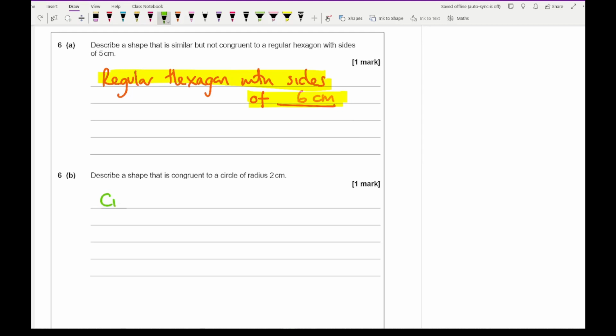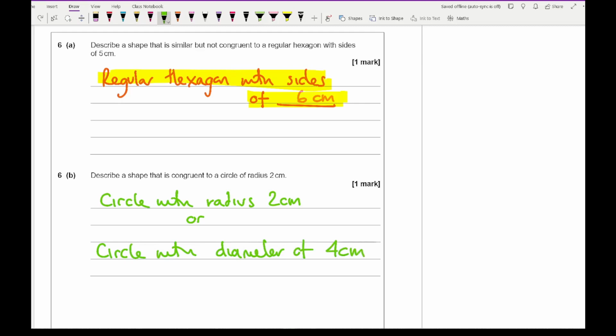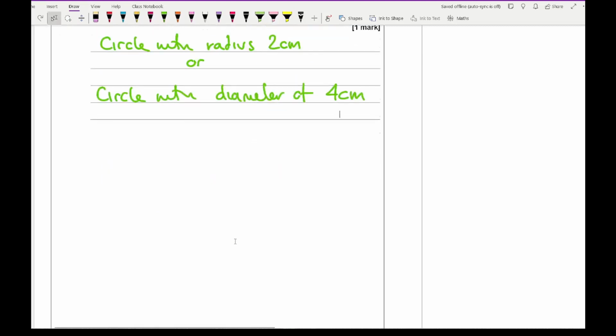So either you can write a circle with radius of 2 centimeters, or if you want to change your words up, you can say a circle with a diameter of 4 centimeters. But both those two are the same thing.